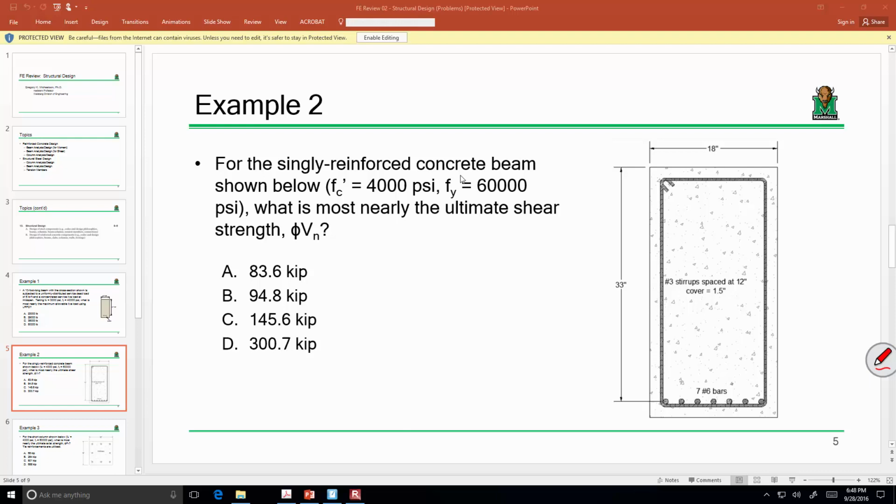Oh, what's a stirrup? I'm talking about, no, that's fine. You haven't had the class. I'm talking about these hoops. These hoops. All right. That's a stirrup.